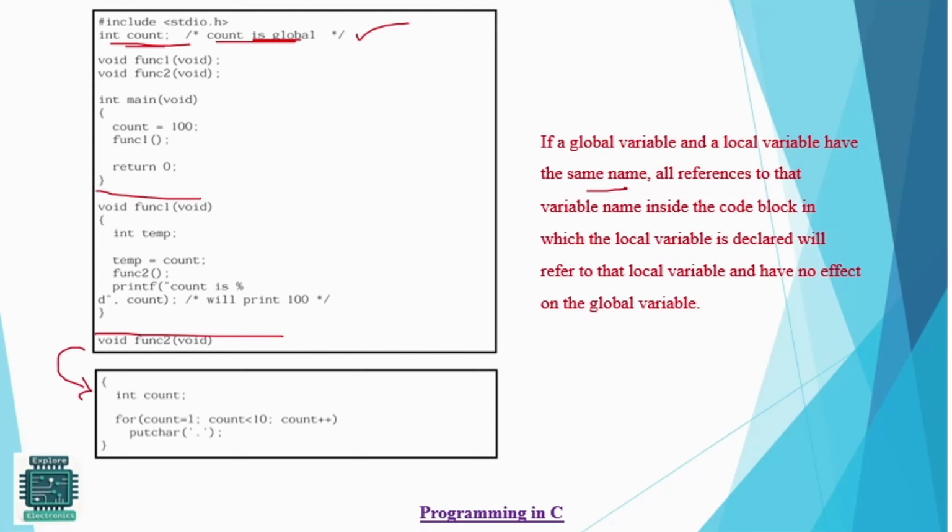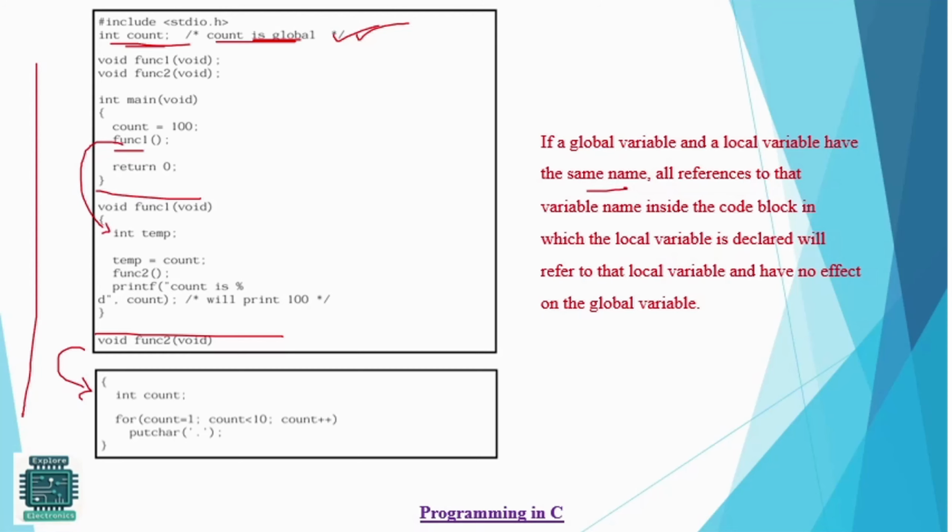Okay, I copy pasted the textbook part here, so it is looking like this. But this program remains the same, meaning a single program. Now count is declared as a global variable. Inside main, count is equal to 100. Now function 1 is called. Okay, int temp is equal to count, and function 2 prints count is and count.